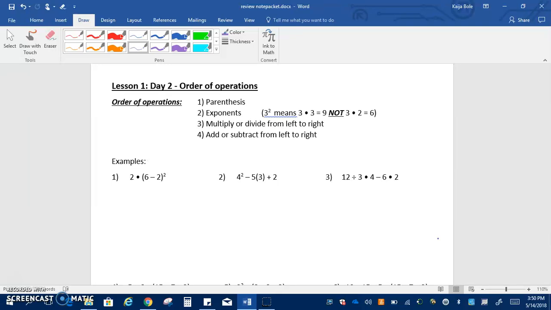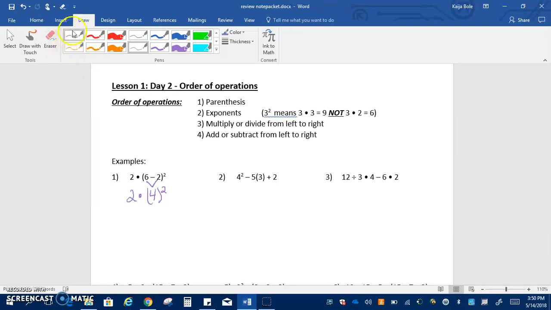So first we need to do our parentheses. So 6 minus 2 gives us 4. Put the parentheses back on because we have that exponent. And then bring down everything else, or times 2. So now we've done parentheses, so exponents comes next. So remember, this is 4.